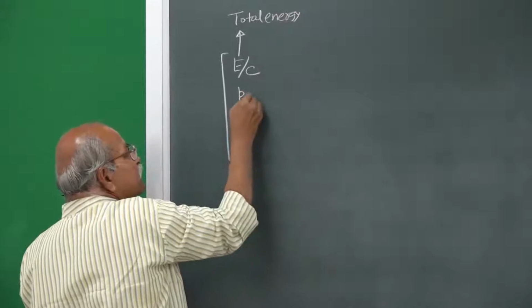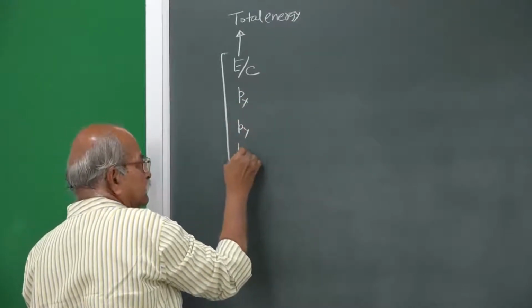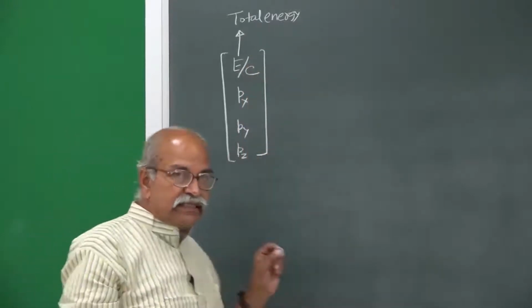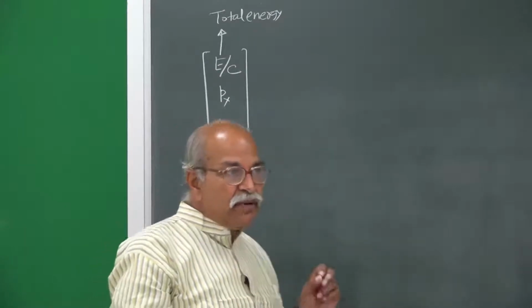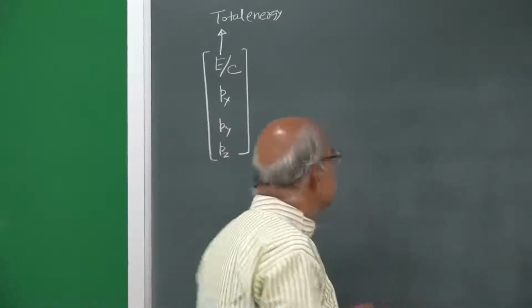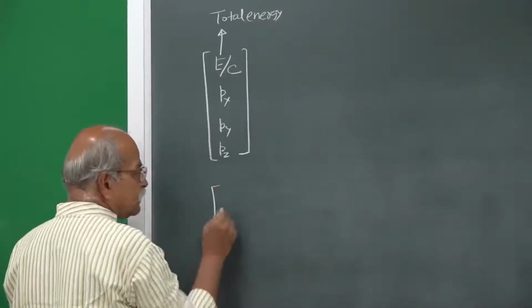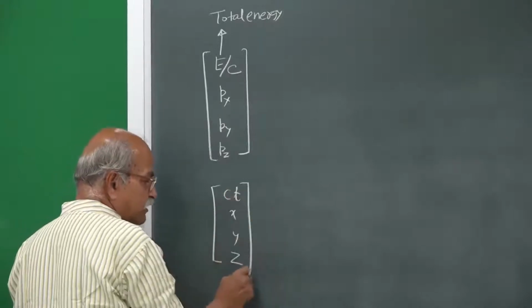And then Px, Py, Pz. So, this is the energy-momentum 4-vector, and you remember when we had the position 4-vector: ct, x, y, z.